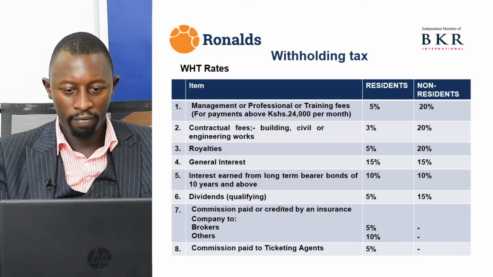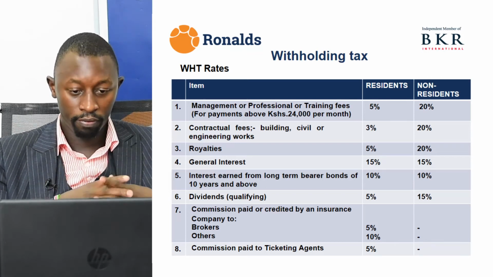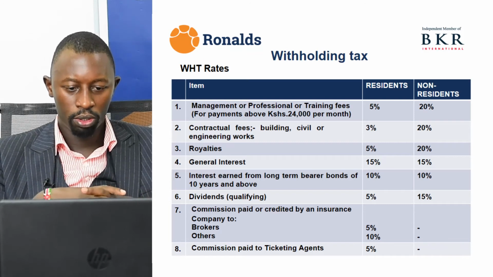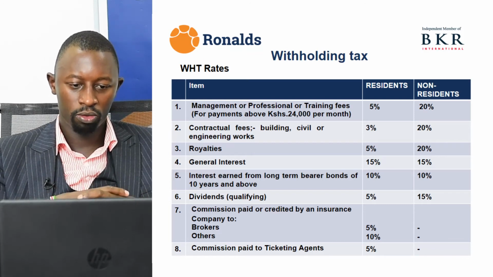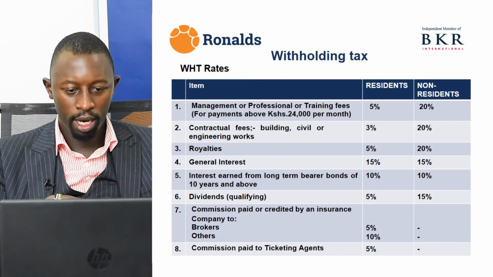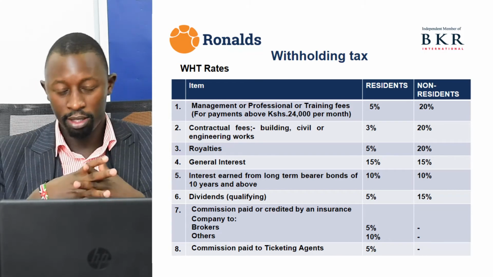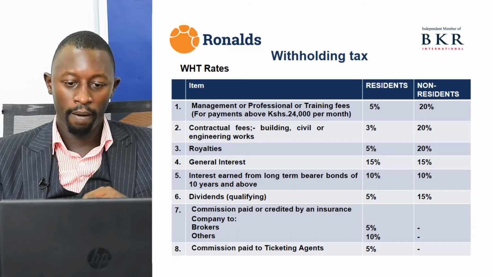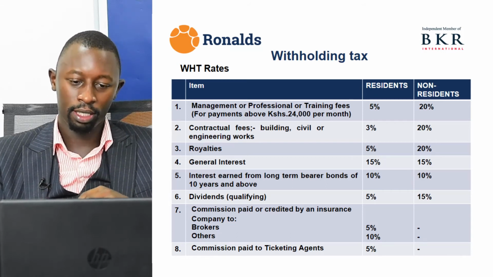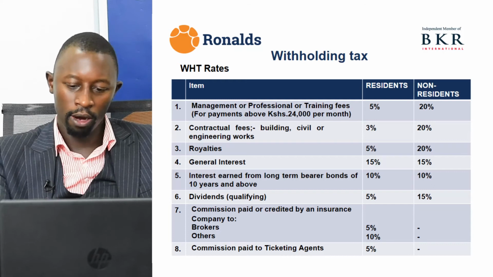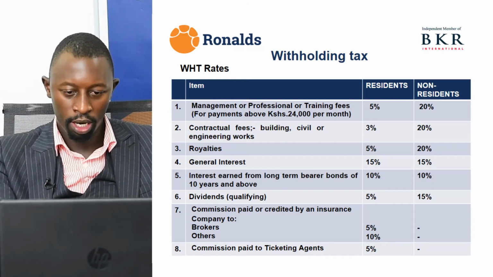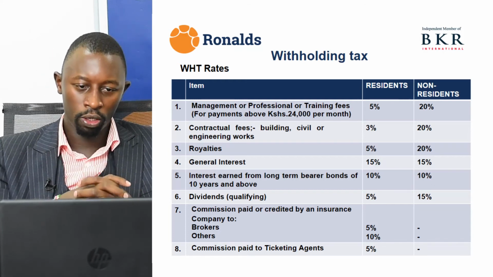Dividends, if qualifying, 5% to non-residents, 15%. Then commissions, 5% to brokers and 10% to others. Commission paid to ticketing agents, 5%. So basically these are the rates. Of course, there are other categories of services that are subject to withholding tax, but for now, I think this is what is relevant to this particular discussion.